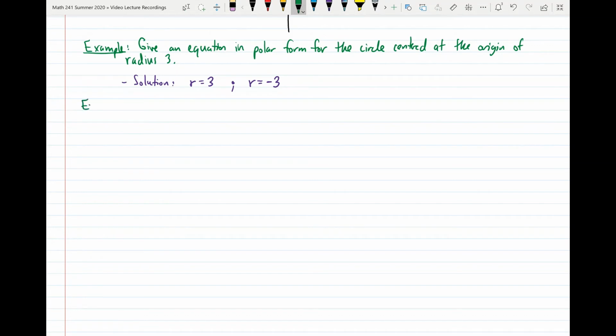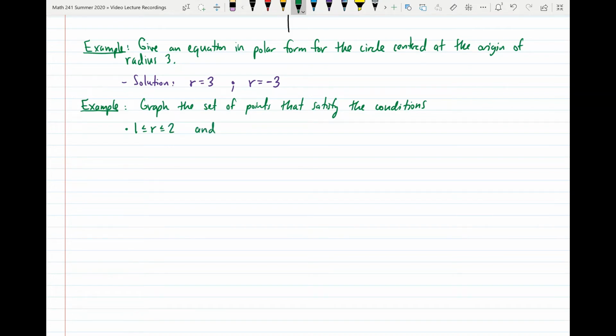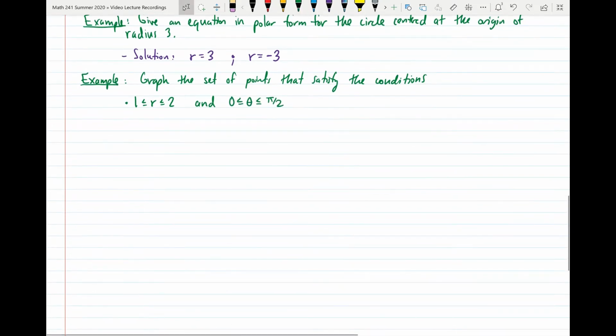And now a second example. We're going to graph the set of points that satisfy the following conditions that I'll write down here. So we want r to be between 1 and 2, and we want theta to be between 0 and pi over 2. So again, I will draw a plane.